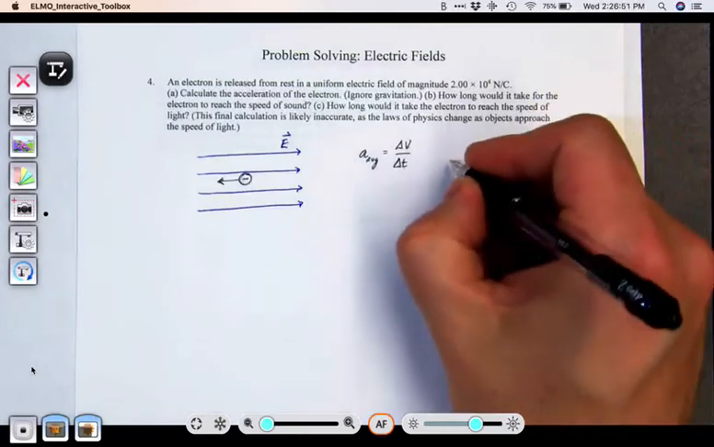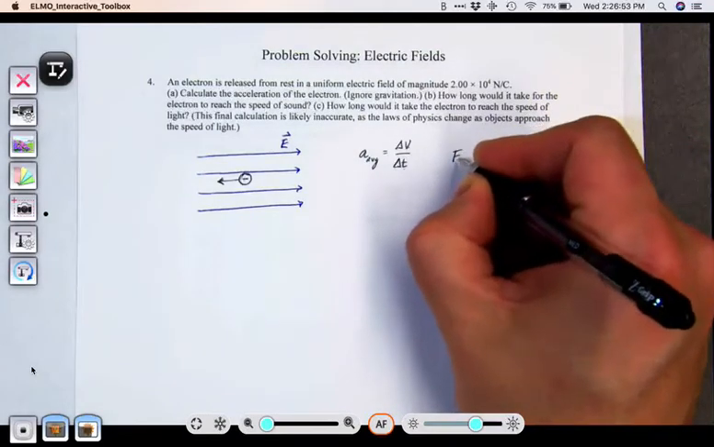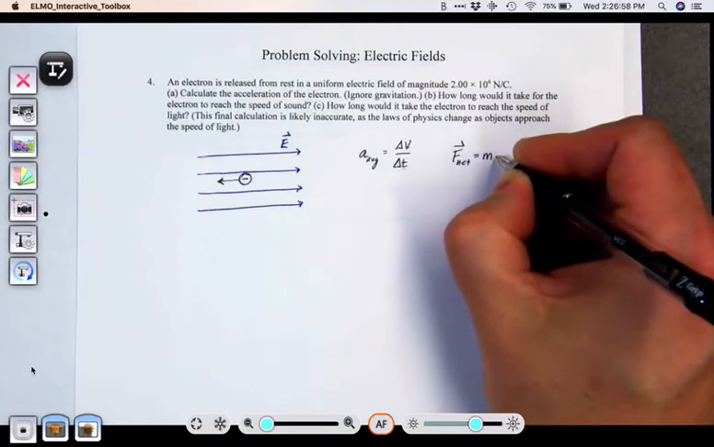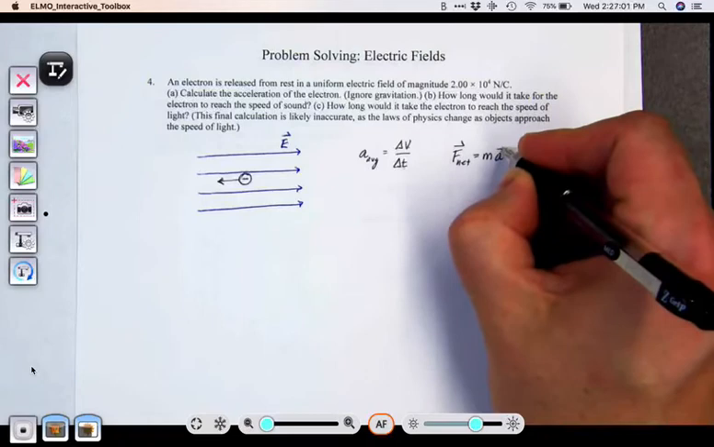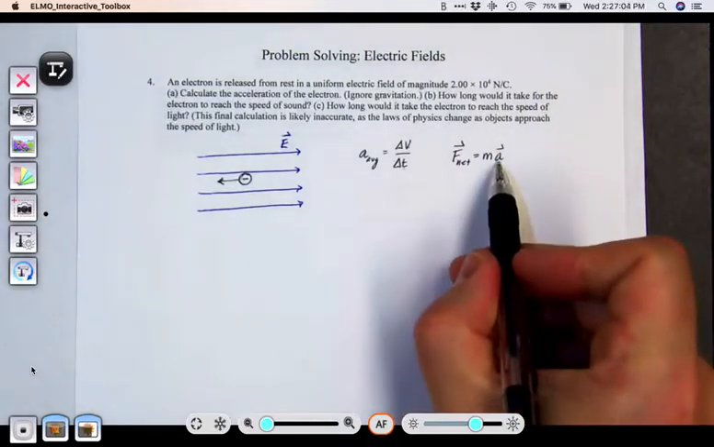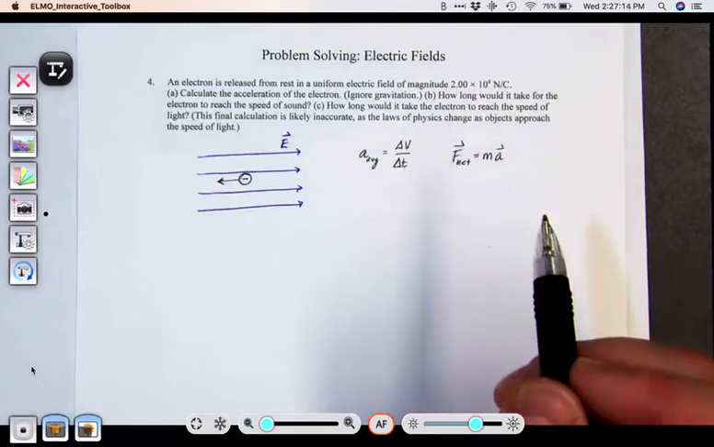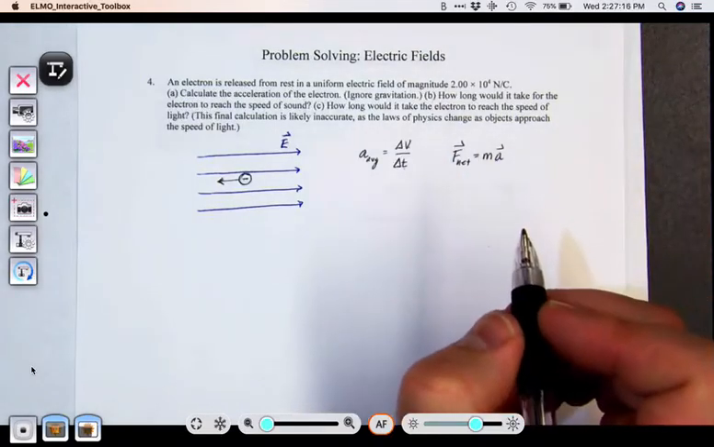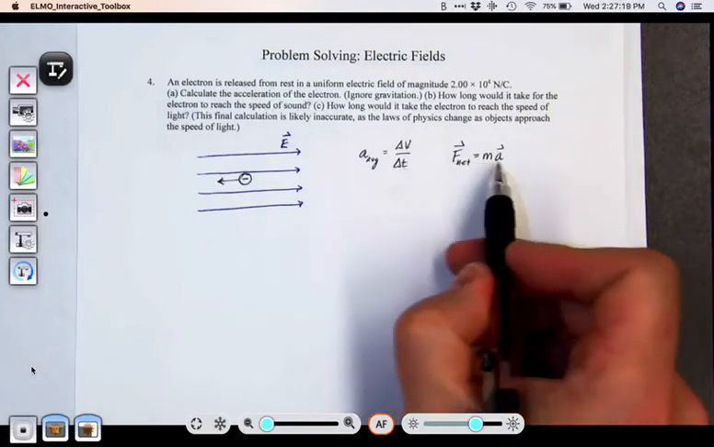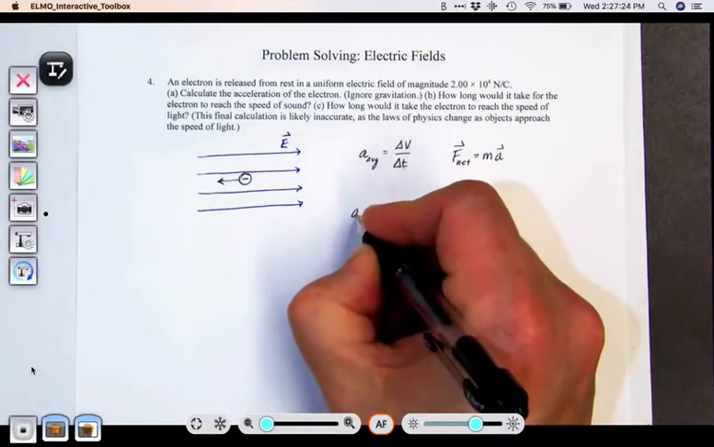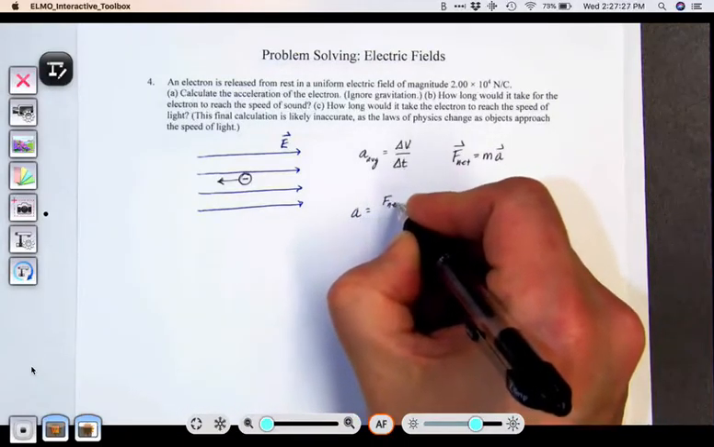The next place we ran into acceleration, though, was Newton's second law, which said that the net force on an object is equal to the mass of the object times the acceleration of the object. And this seems promising because we know the mass, or we can find the mass, and we're going to be able to know the force, too, using a similar process to problem 3. So let's go with this, and I'm just going to strike the vector signs and say that the acceleration is equal to the net force divided by the mass.